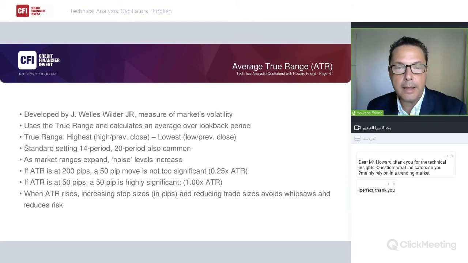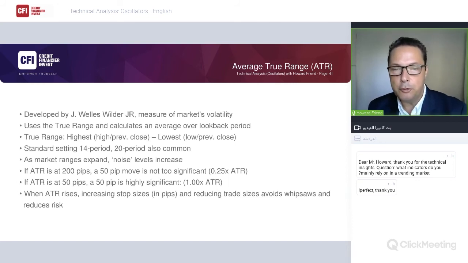So the theory is that as market ranges, daily ranges for example, expand, so the noise level expands. So what do I mean by noise level? If the market typically moves 50 pips on a daily range, and that daily range starts to increase, then the counter trend movements will typically be larger.